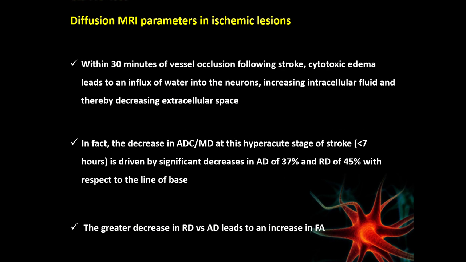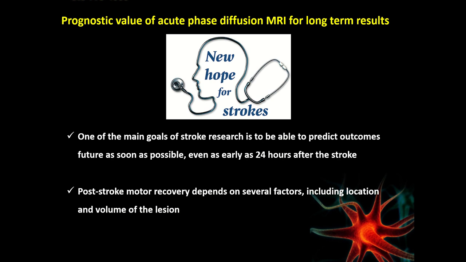For the diffusion parameters in ischemic lesion, within 30 minutes of vessel occlusion following stroke, cytotoxic edema leads to an inflow of water into the neuron, increasing intracellular fluid and decreasing extracellular space. In fact, the decrease in ADC or MD at this early stage of stroke, less than 7 hours, is driven by a significant decrease in AD of 37% and RD of 45% with respect to the baseline. The greater decrease in RD versus AD leads to an increase in fractional anisotropy.